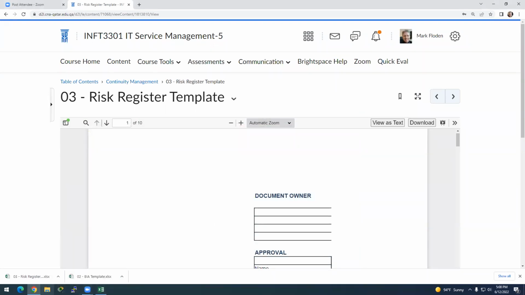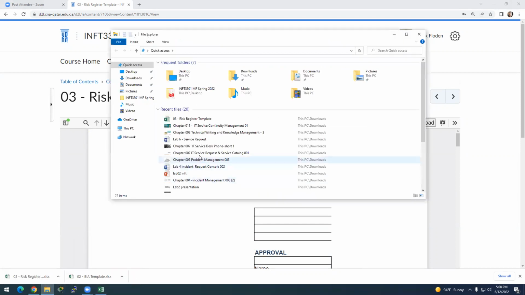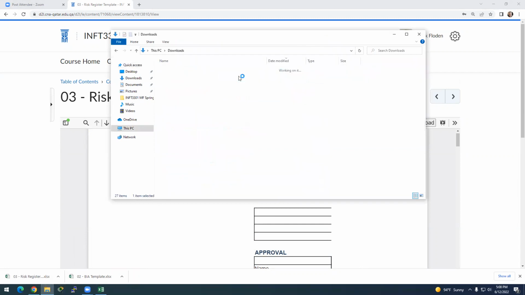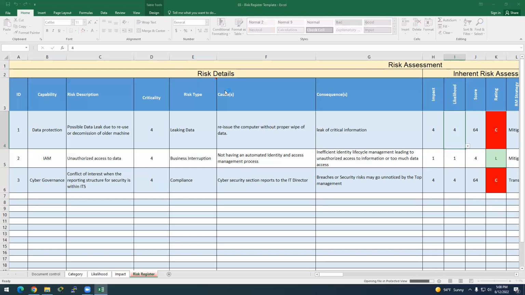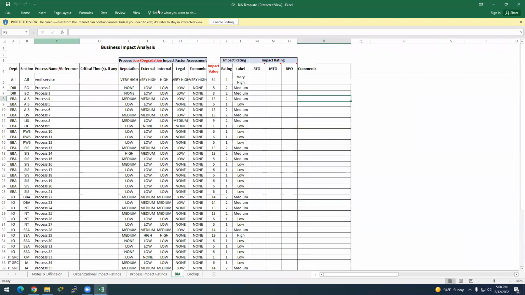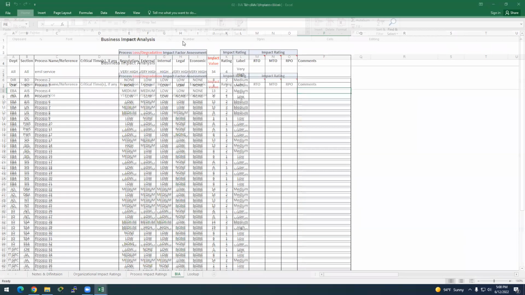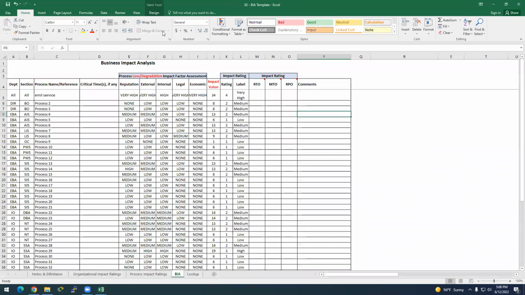The other spreadsheet that I think I've got, no, maybe it's still in, okay, I downloaded it, right? So it should be in downloads. That would be the BIA template. So we've got this other spreadsheet coming. Where are you? There we are. And so this is the other one that you're going to work at.